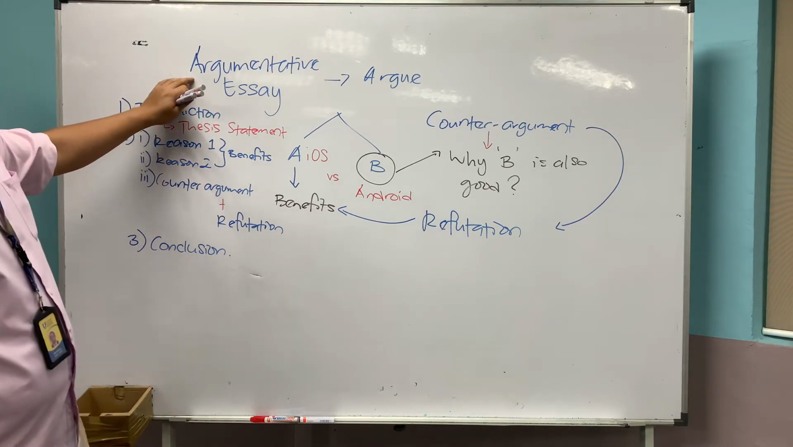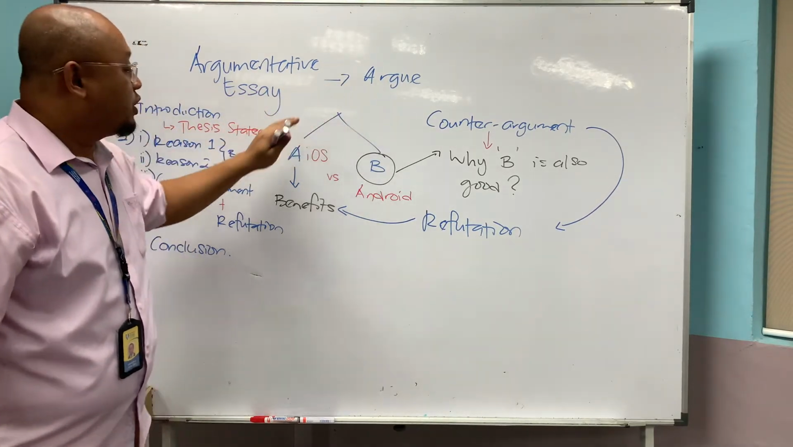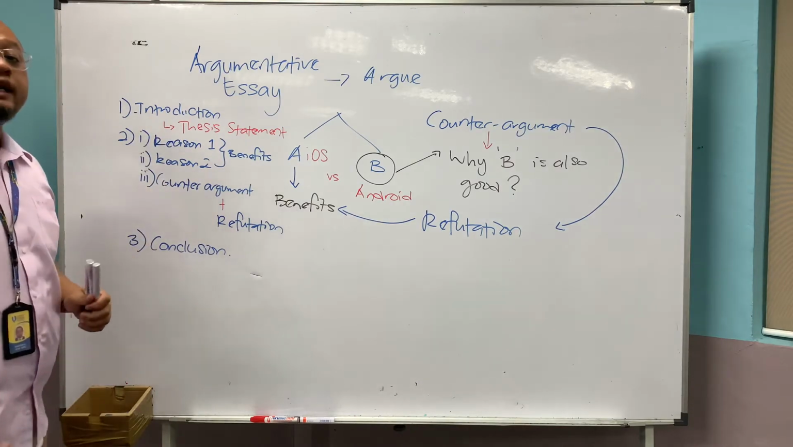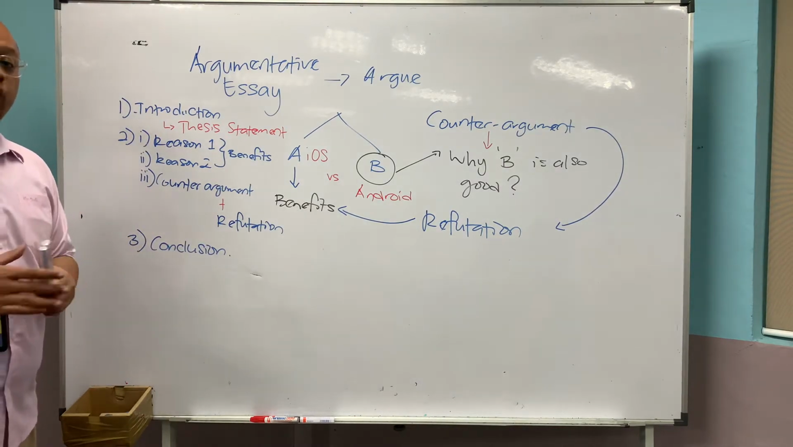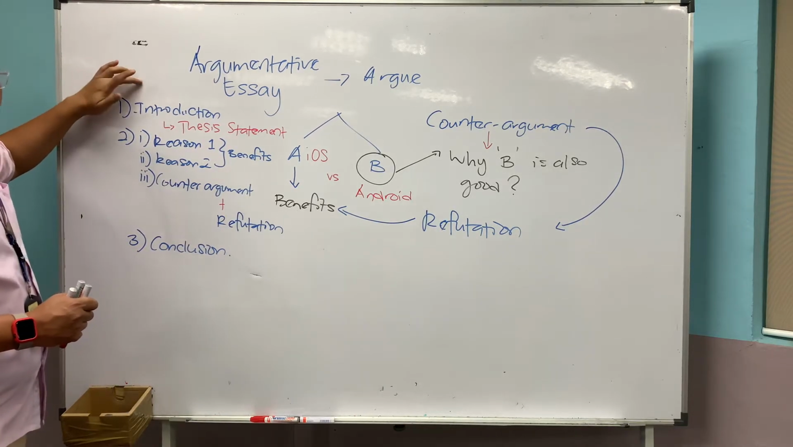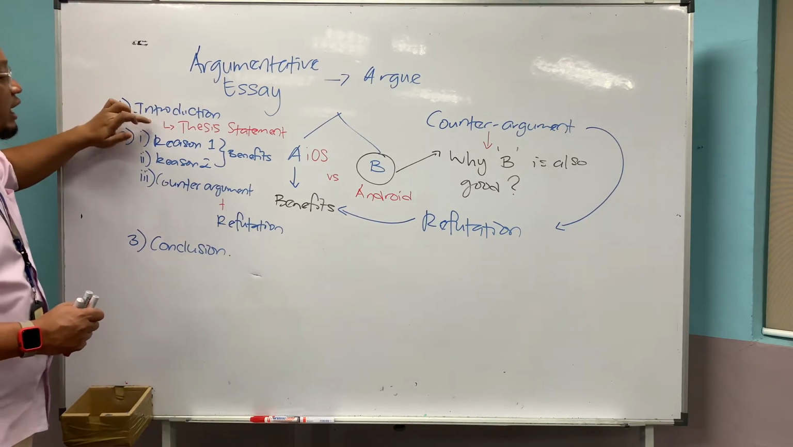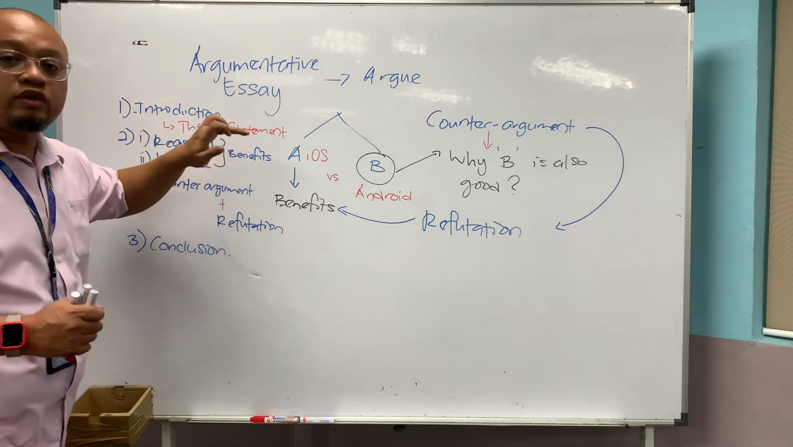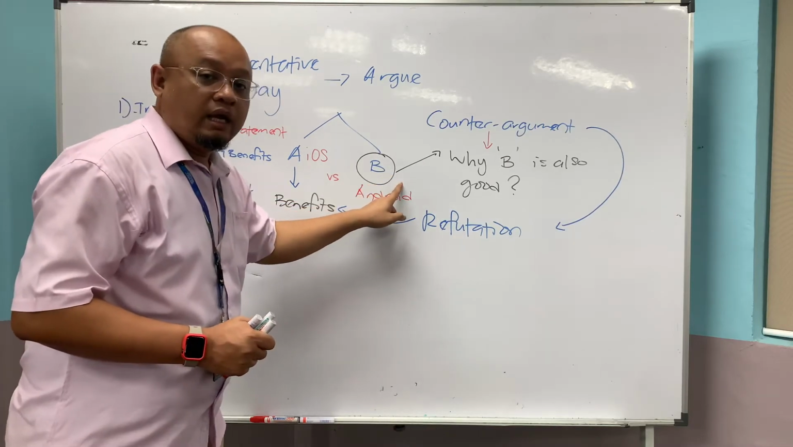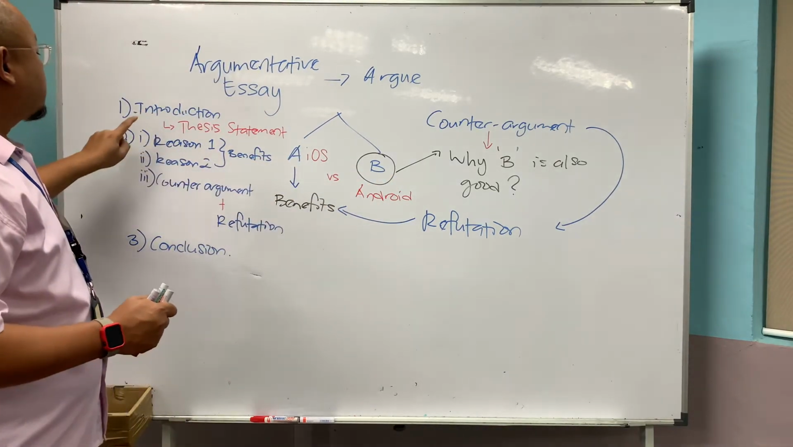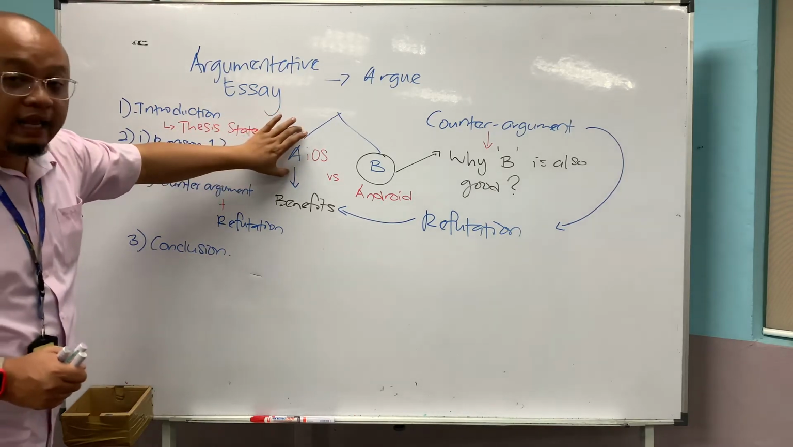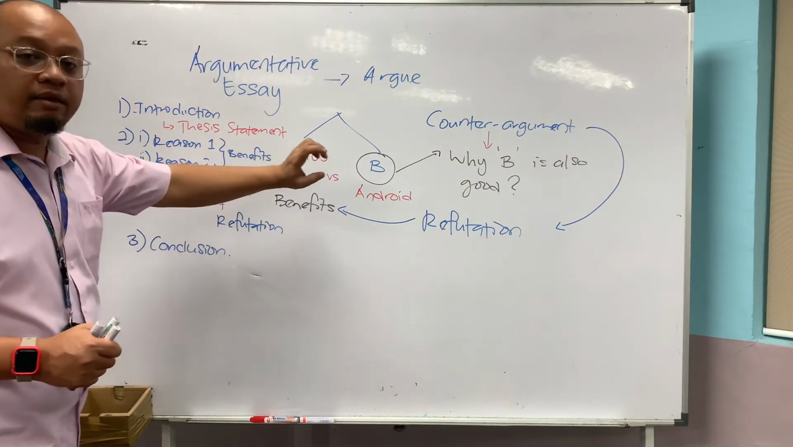So argumentative essay is actually to argue which one is correct. And you need to have your own stand, A or B. You cannot be in between. Alright? So in the introduction, you're going to have the thesis statement, and then in the thesis statement, you're going to state your stand, whether you agree with A or you agree with B. If you agree with A, in the second and the third paragraph here, you're going to talk about the benefits of A, why A is better than B.